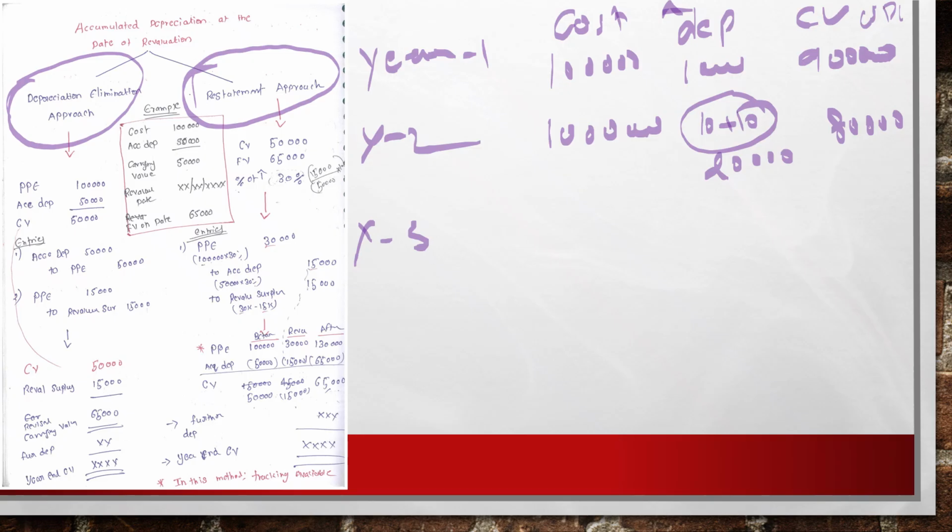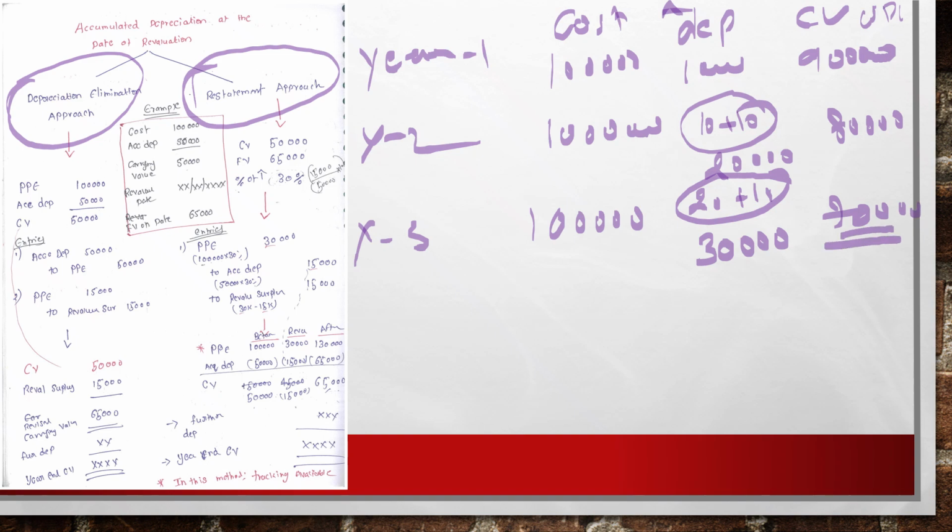And year 3, 20,000 is opening plus 10,000 depreciation. Assume there are no deletions in your depreciation method and all. So 70,000 is your carrying value. So in year 4, you selected this particular PPE, and assume it came up for revaluation.